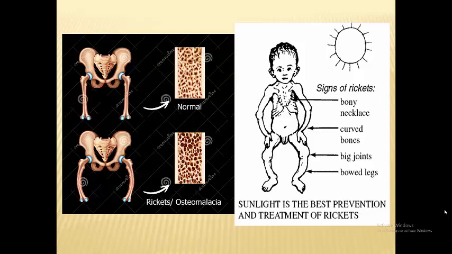If you look at that top matrix of bone that says normal, you can see there aren't big gaps. It's still woven like a lattice work, but there aren't big gaps there. If you look at the bottom, it's much more porous. It looks more like Swiss cheese. So the bone is going to be less dense. It's softer. Osteomalacia means soft bones.